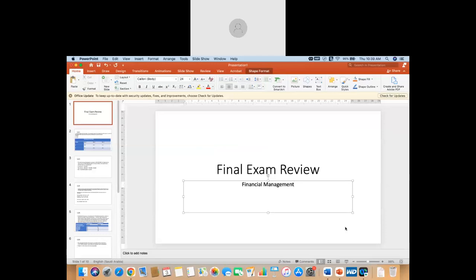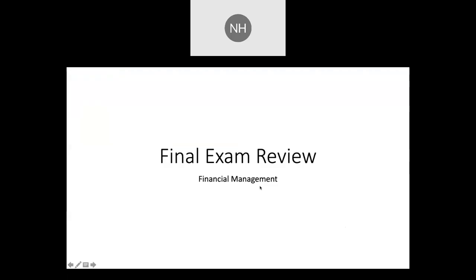There are mainly 3 chapters which we did after the midterm exam. Another chapter is from before the midterm exam. So the numericals are mainly from the chapters which are after the midterm exam, and these are risk and return, long-term financing and short-term financing.